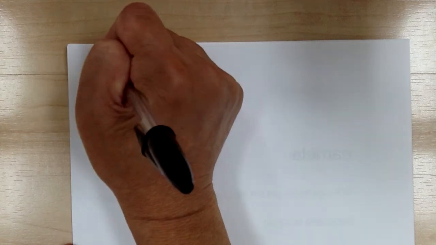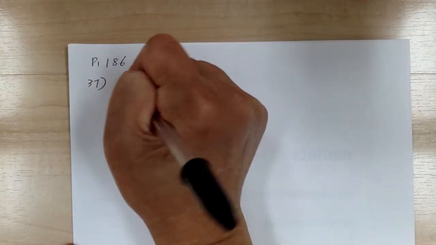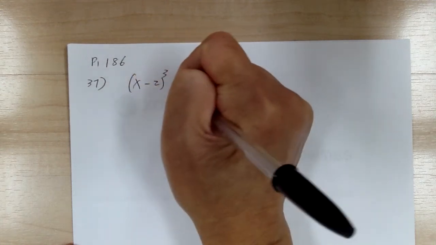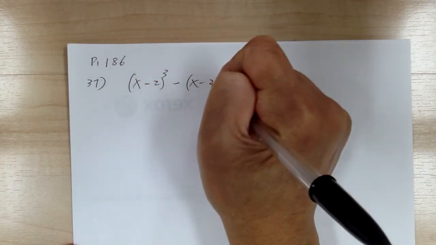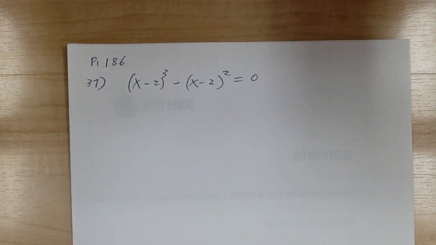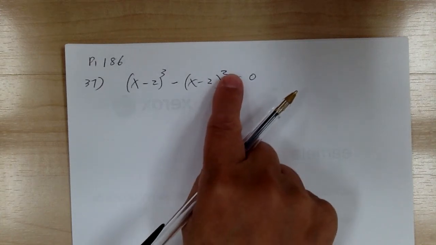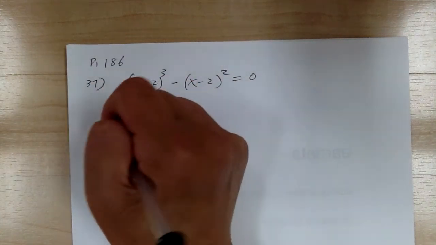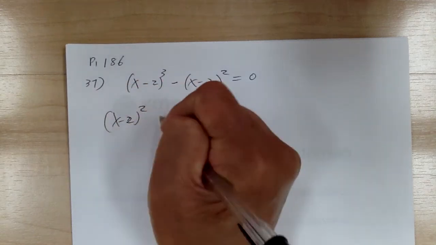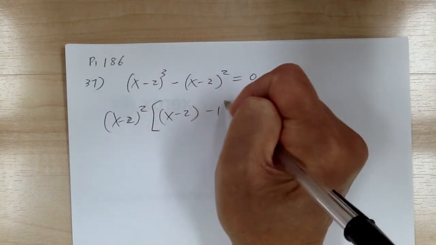Okay, let's go to 37. So you got (x minus 2) cubed minus (x minus 2) squared equal to 0. Okay, so this one, notice you have the x minus 2, right? And you have the square and the cube. So you can go and factor out (x minus 2) squared. And when you do that, you only have x minus 2 left and minus 1.